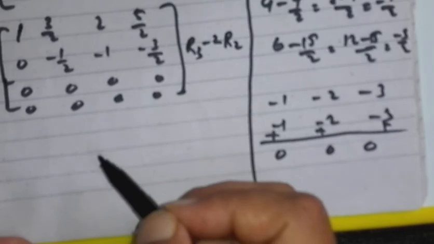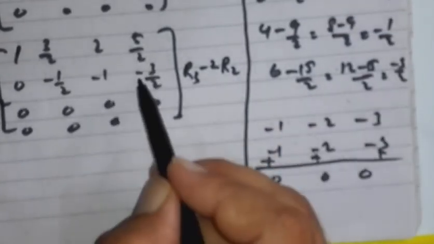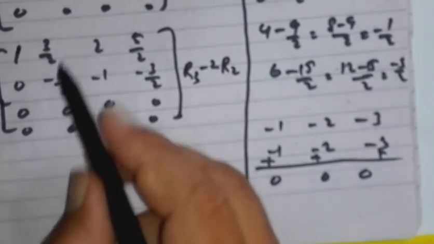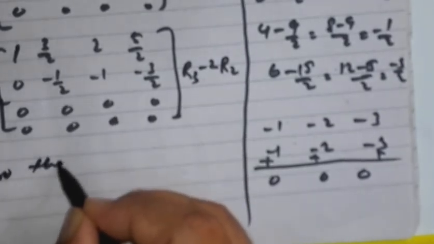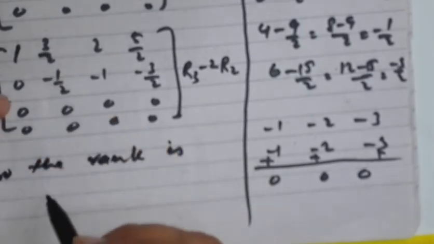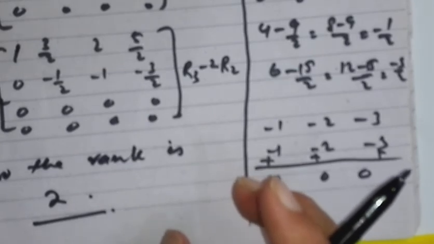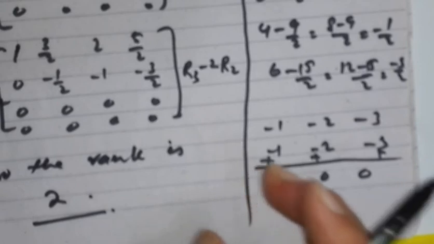And now count here how many rows are non-zero. 2 are non-zero rows and 2 are 0. So the rank is 2. And we will solve question number 2, find the inverses, in the next lecture inshallah.